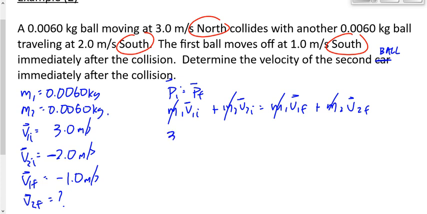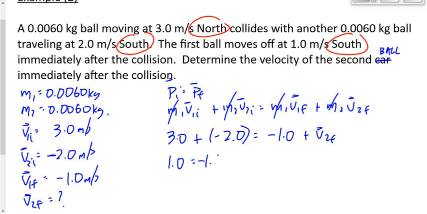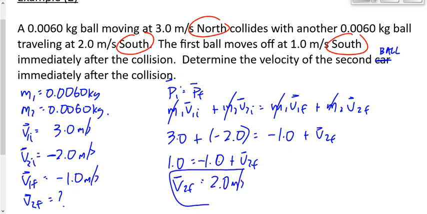v1I, 3.0. v2I is negative 2.0. v1F is negative 1.0 plus v2F. This is a 1.0 on the left side, negative 1.0 plus v2F on the right side. Take that over, v2F equals 2.0 meters per second.